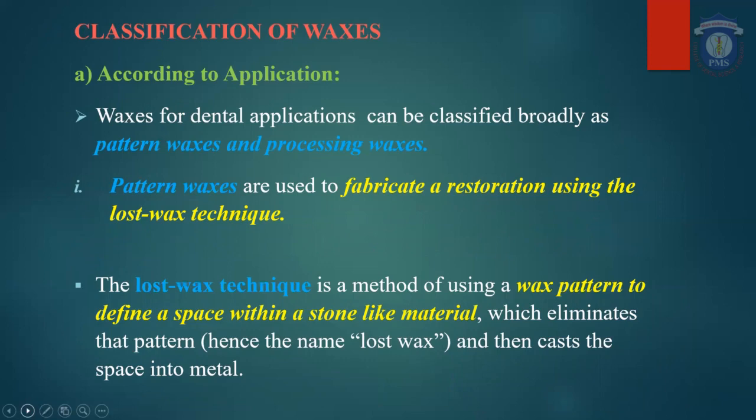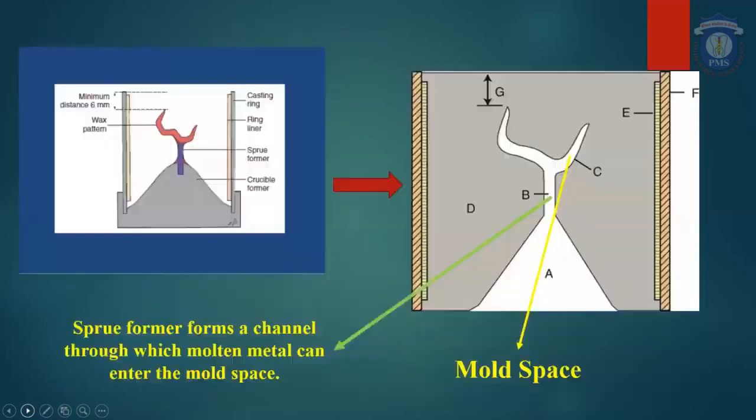The lost wax technique is a method of using a wax pattern to define a space within a stone-like material, which eliminates that pattern, and then cast the space into metal. I will explain that. In the casting procedure, after fabricating the wax pattern, you attach the sprue former. It is attached to a sprue base or a crucible former, and then a casting ring is placed with the casting ring liner. Then you invest the casting ring.